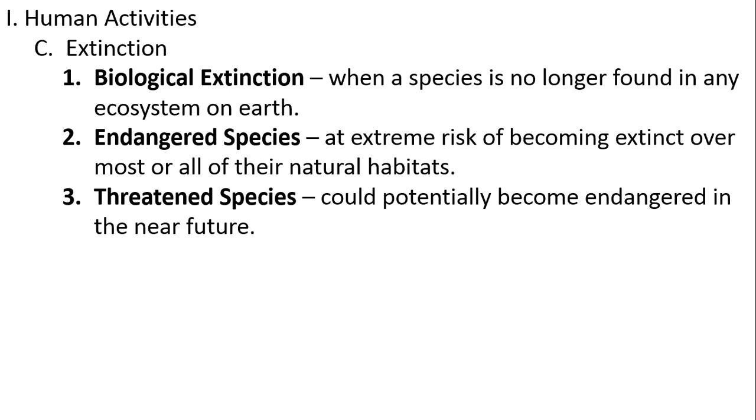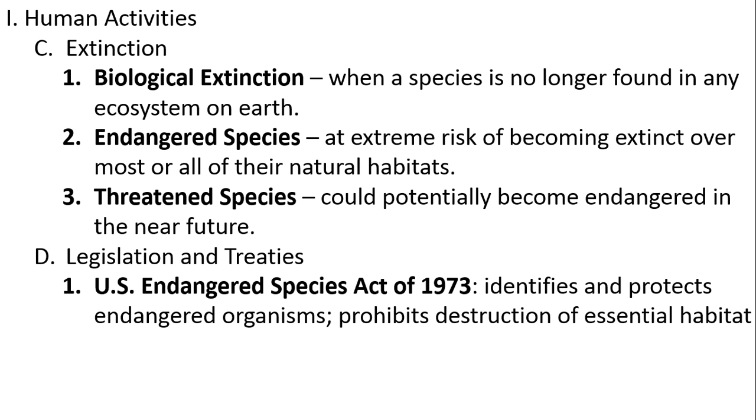One example we have of this rating system is the bald eagle. The bald eagle used to be an endangered species, and therefore it received protection, and it no longer is endangered, it is now threatened because its numbers are starting to come back. It is recovering. And part of the reason why species like the bald eagle, and another success story, the gray whale, are recovering is because of the Endangered Species Act of 1973. This helps to identify and protect any endangered organisms and prohibits their destruction or over-harvesting and also the destruction of their essential habitat or breeding grounds.